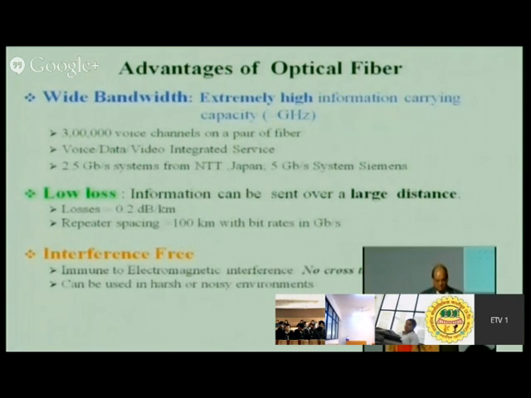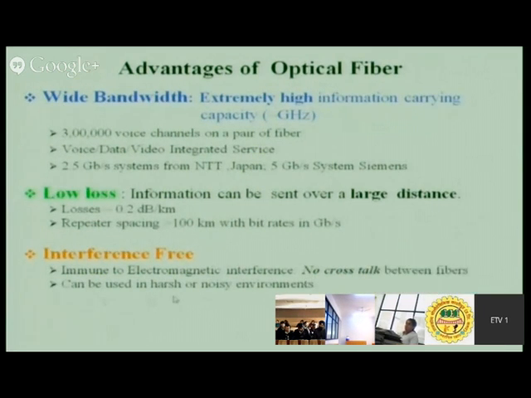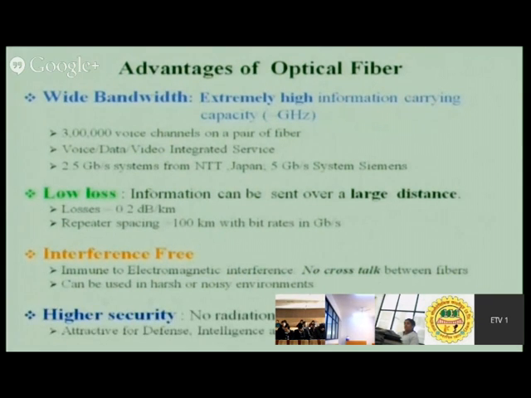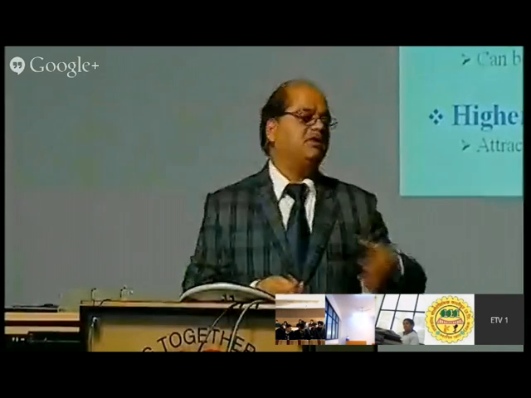Interference free, so they are immune to electromagnetic interference, with no crosstalk, and can be used in harsh and noisy environments. There is a lot of EMI, but optical signals are not affected by EMI. High security, no radiation. The signal travels in the core only. No energy is radiated, whereas in copper and others it is. So it is difficult to tap, and stealing of the signal is not possible in this case.